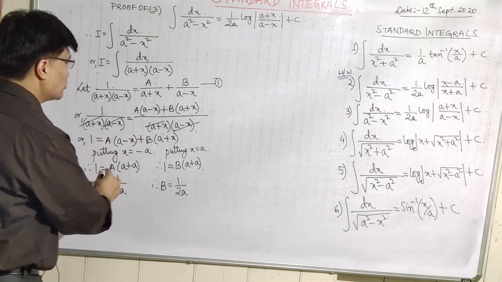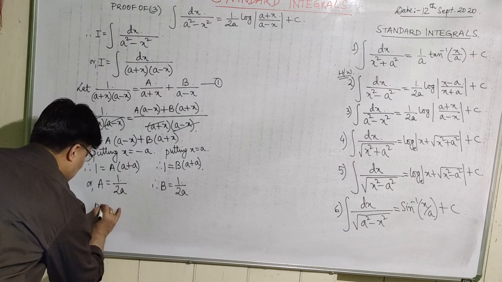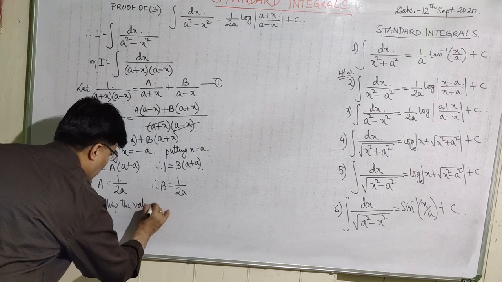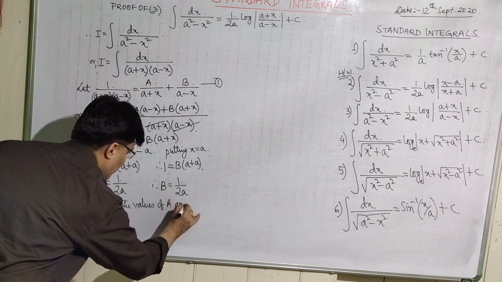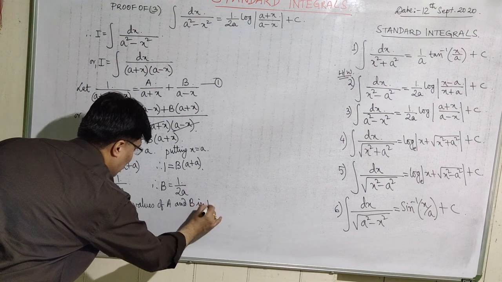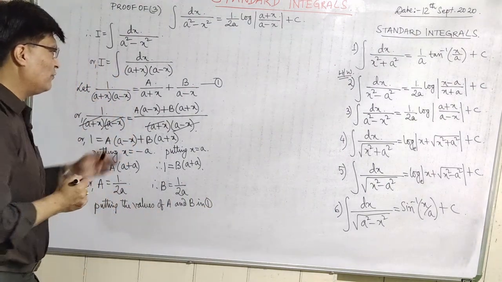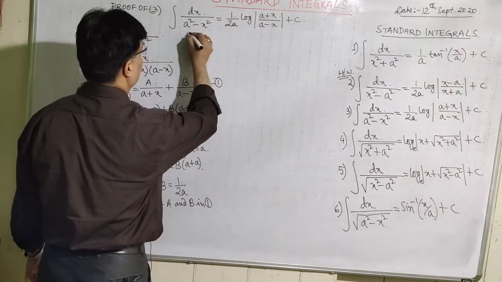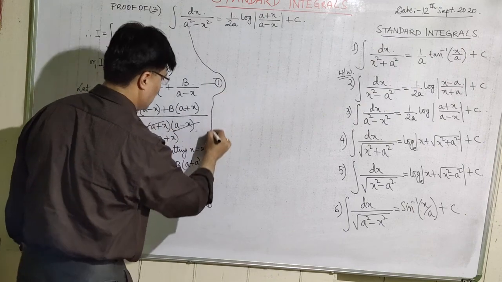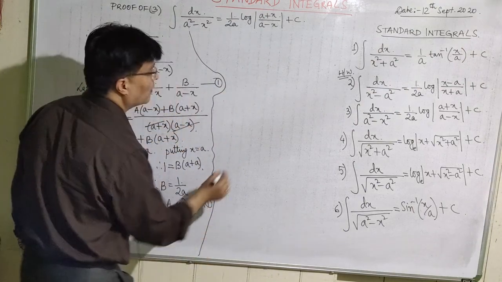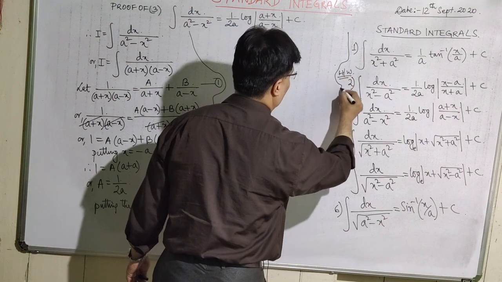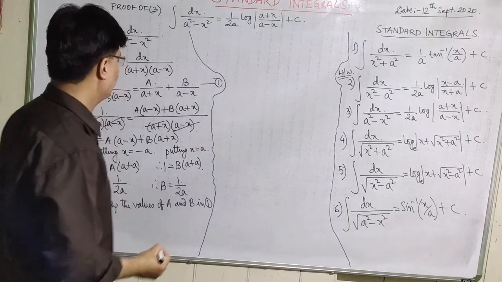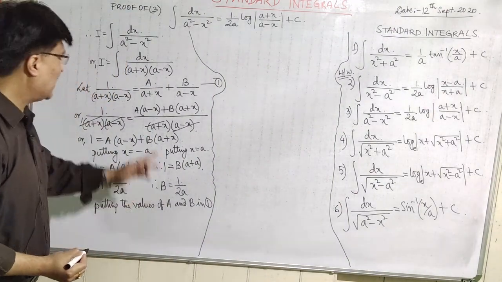So let us put those values of a and b in 1. So let us write here, putting the values of a and b in number 1. So what do we get?